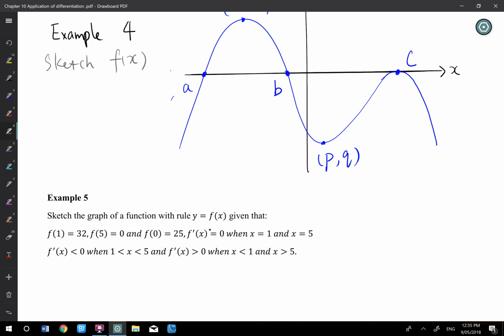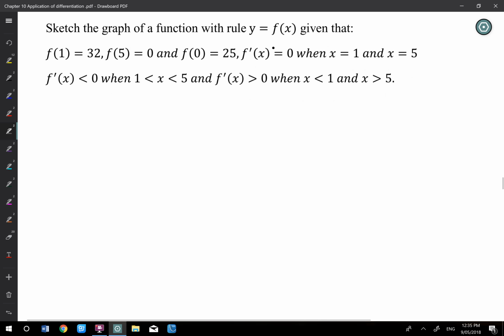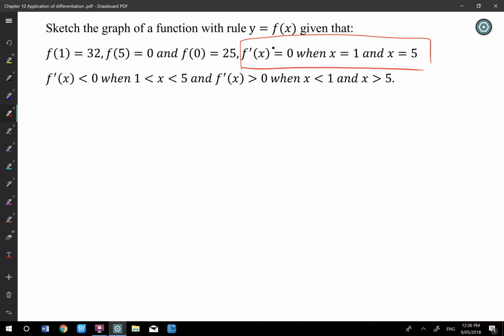Sketch a graph of a function with rule y equals f(x), given that f(1) is 32, f(5) is 0, and f(0) equals 25, f dash x equals 0 when x equals 1 and 5. Okay, before it's all talking about the coordinates on the diagram, it's nothing really interesting to me. But when f dash x equals 0, I know that's where I can start. I know that's how I can set up the sign diagram, like the sign table.